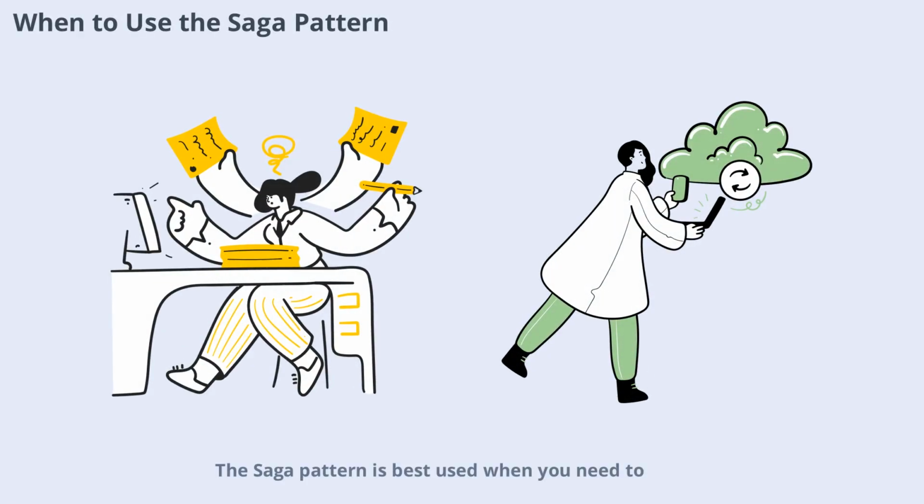SAGA pattern is best used when you need to ensure data consistency in distributed systems without tightly coupling your services. It's ideal when you need to roll back or compensate if a step fails. However, it's not suitable for tightly coupled transactions, when compensating transactions occur early, or when there are cyclic dependencies. Understanding these trade-offs will help you decide if the SAGA pattern is right for your architecture.